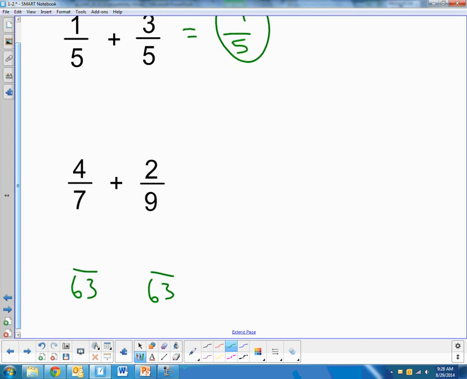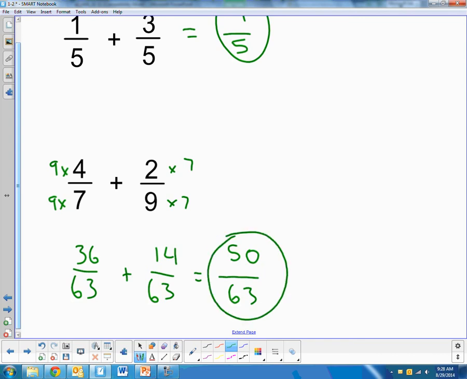If I did 7 times 9 to get 63, I've got to do 4 times 9, so I'm going to get 36. If I did 9 times 7 to get 63, I have to change the numerator as well. 2 times 7, that's going to give me 14. I'm adding these. I have that common denominator now, so I'm good there. If I add my numerators together, I should get 50. Right? Yeah, 50. And I don't believe we can reduce that. Again, we had the same sign, so we keep the sign the same. Positive 50 sixty-thirds.